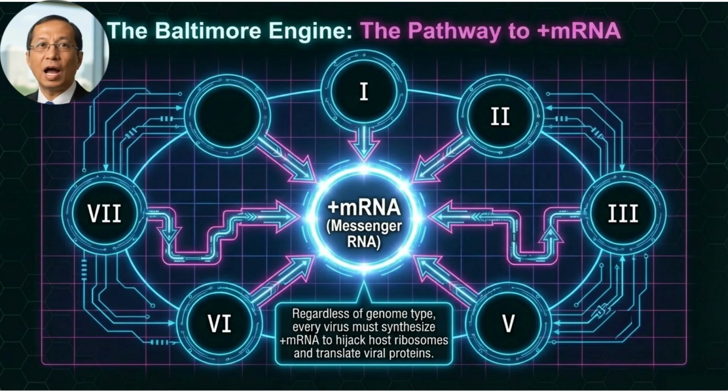At the heart of viral replication lies the Baltimore engine, which describes the pathway to positive sense messenger RNA, or plus mRNA. This is a fundamental concept. Regardless of its genome type, every virus must synthesize plus mRNA. This plus mRNA is then used to hijack host ribosomes, allowing the virus to translate its viral proteins and replicate.